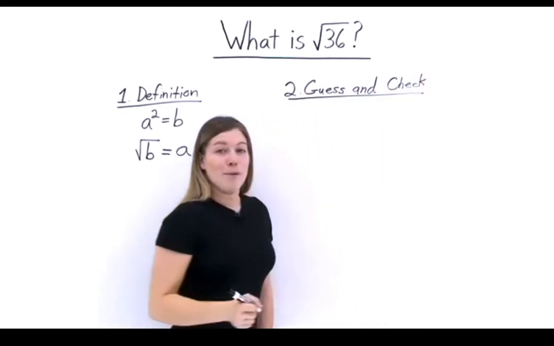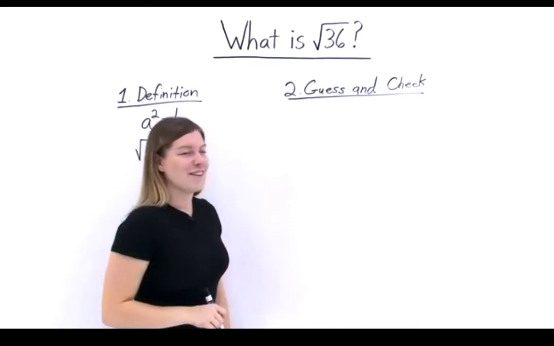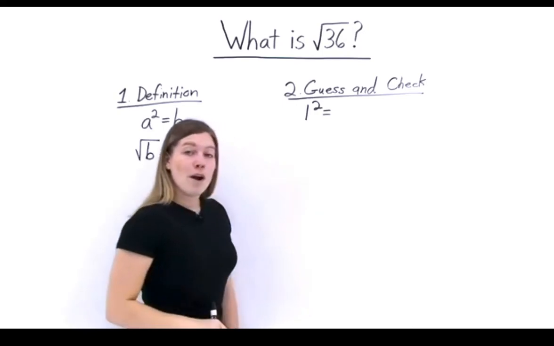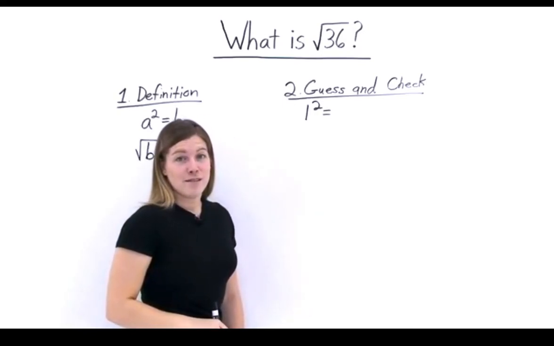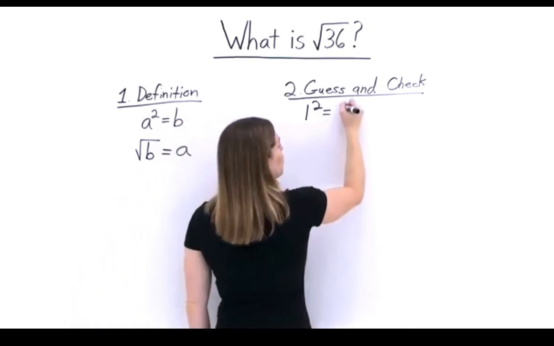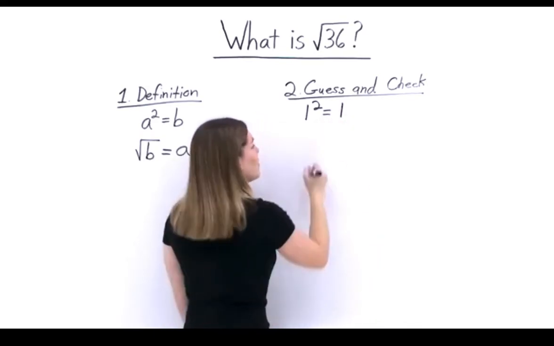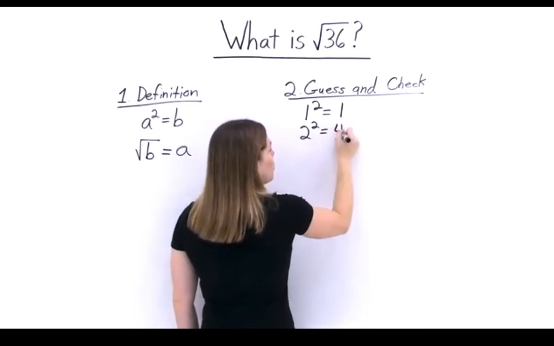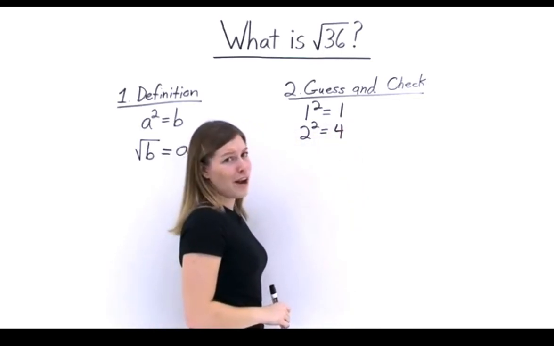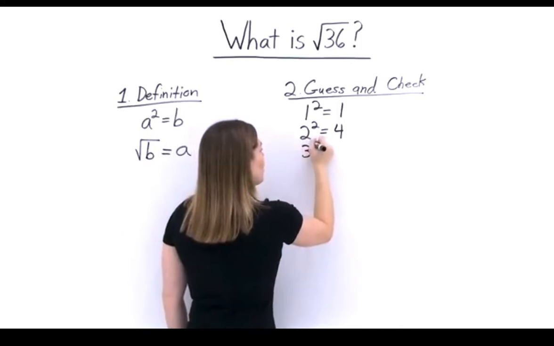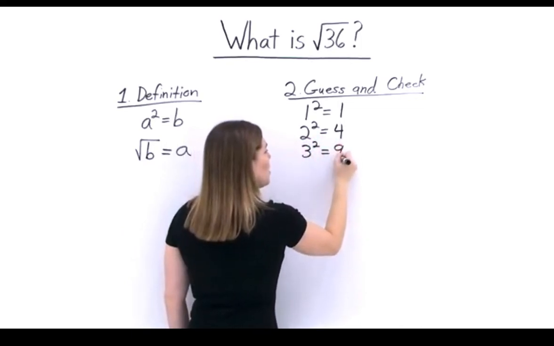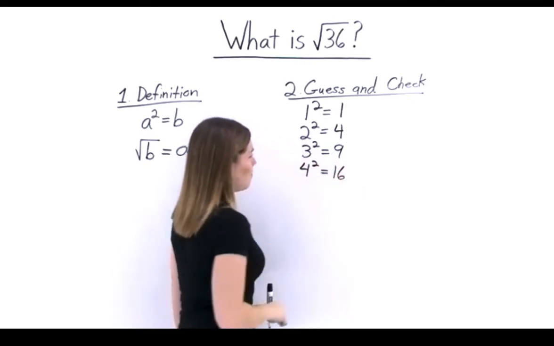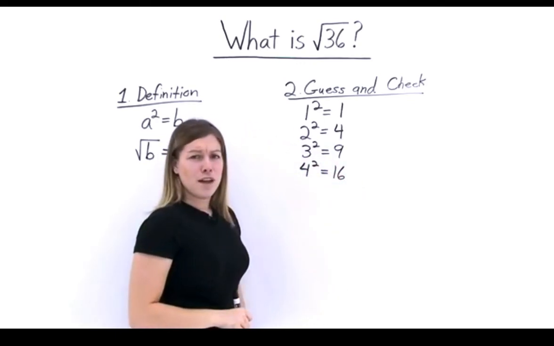Let's start with the number 1. That's usually a good place to start. So let's take the number 1 and square it. If we square 1, do we get 36? No, we don't. 1 squared is 1 times 1, which is just 1. What about 2 squared? Well, 2 squared is 2 times 2, which is 4, also not 36. 3 squared is 3 times 3, which is 9. And 4 squared is 16. None of these are equal to 36.